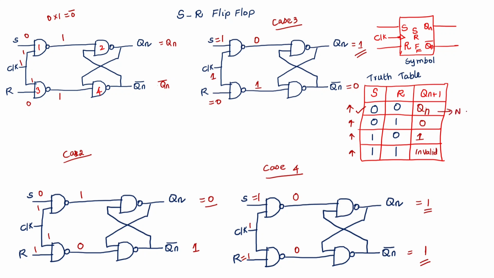So this state is no change. This is reset. S is equal to 0, we get Qn plus 1 equal to 0. So reset. And here S is equal to 1, Qn plus 1 equal to 1. So set. Then when both are 1, the state is invalid and indeterminate.